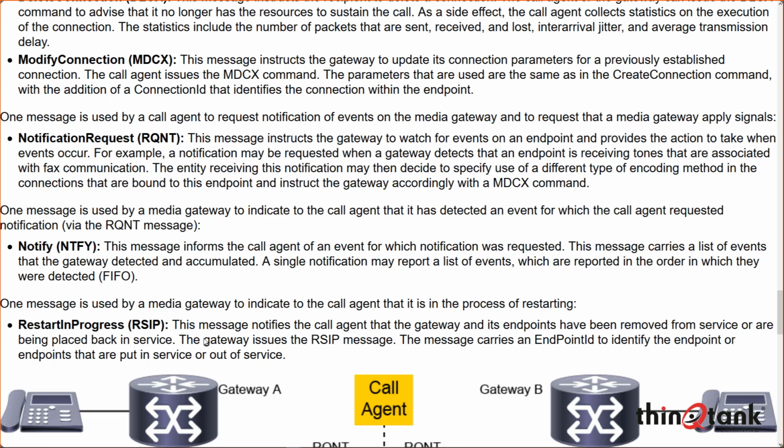And then we have a couple of other ones. The RSIP, restart in progress. They have that listed here as a message that notifies the call agent that the gateway and its endpoints have been removed from service or are being placed back in service. So if you did a debug MGCP events, for example, you would actually see these verbs listed in the MGCP trace, and then you can go back and research what those messages indicate and so on.